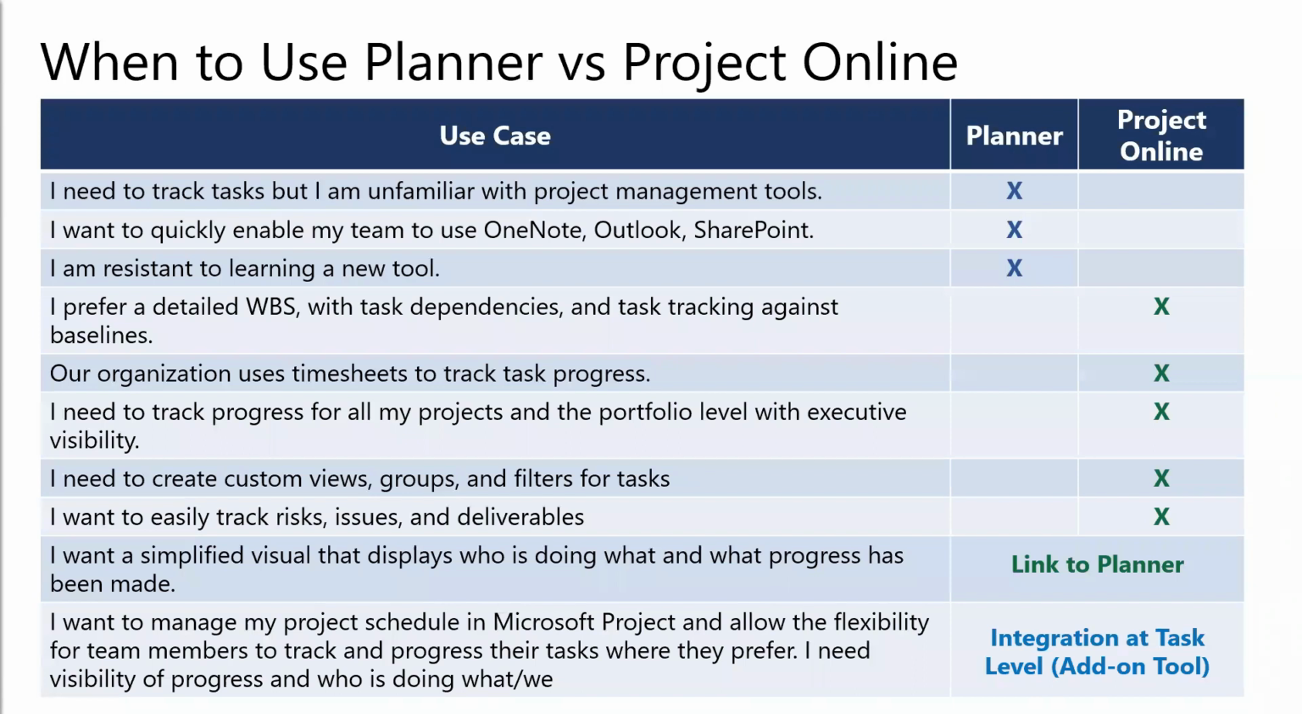If you prefer a more detailed work breakdown structure with task dependencies and so forth, then Project Online is going to be for you. You need timesheets or to track task progress. Although in Planner, you can mark something as not started, in progress, or complete, you can't have any more exact task tracking than that. So that would be where Project Online comes into play. If you need custom views, groups, filters, if you need to track risks and issues and various deliverables, all of these things would be in Project Online.